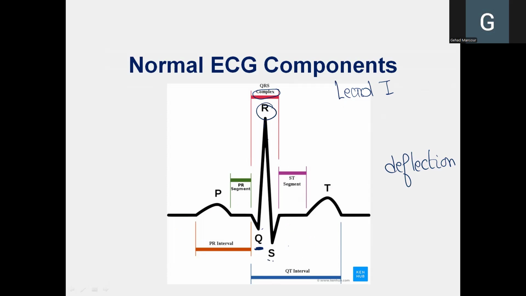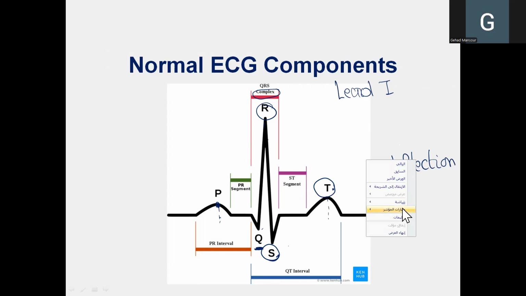And then you have another negative deflection, that is the S wave. And then you have another upright wave like the P wave, but a bit taller, called the T wave, and more or less symmetric, because the P wave is not exactly symmetric, meaning that the peak of the P wave is not exactly at the middle of the P wave.